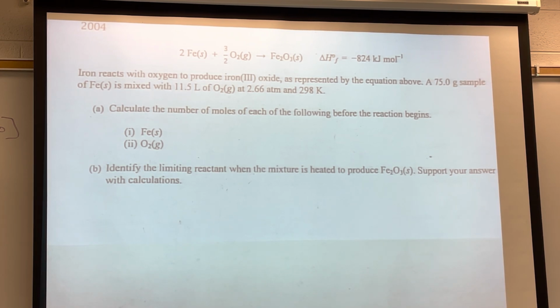Part C says calculate the number of moles of Fe2O3 produced. Straight up stoichiometry. Once you have the limiting reactant, figure out how many moles of Fe2O3 you produced. Fe2O3, by the way, is the red powder that we use to make the thermite.